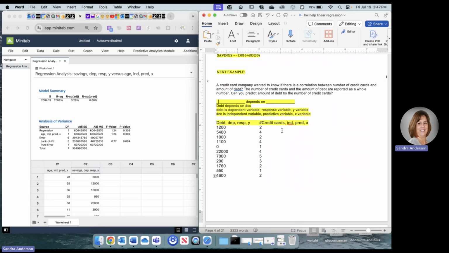So I have those listed here. And again, I always do this just to keep myself straight. So I hope that helps you also keep yourself straight with the types of variables that you have, which one's dependent and which one's independent. Just let me know if you have further questions.